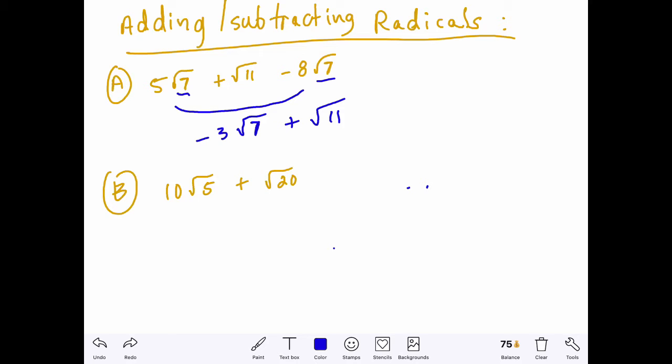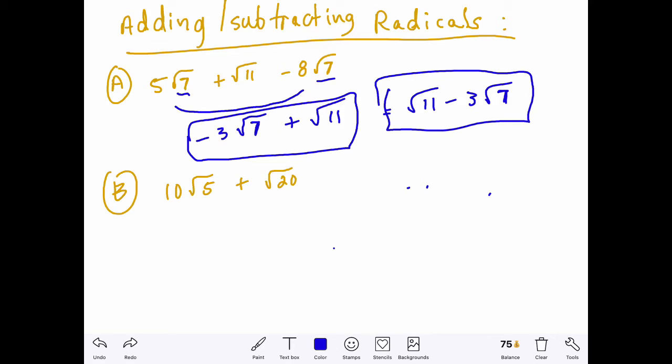And typically we write... Oh, sorry, yeah, root 11. So negative 3 root 7 plus root 11. But typically we'd write this as root 11 minus 3 root 7. We'd put the positive component first, okay? But either way, same thing. Those are our answers, okay?